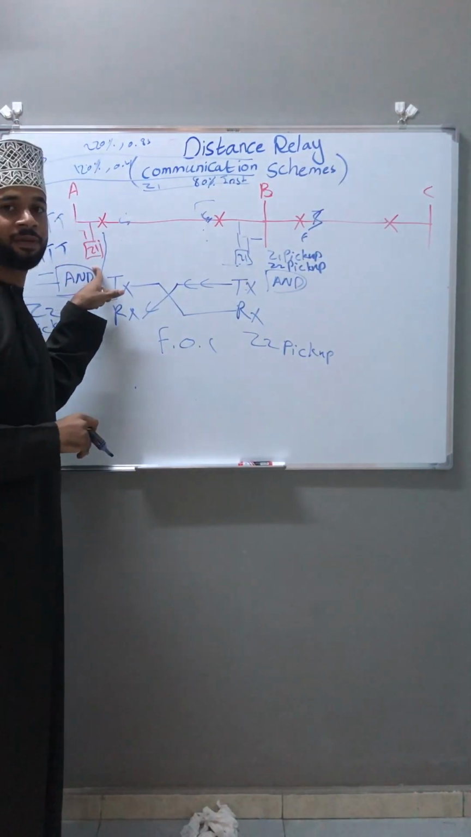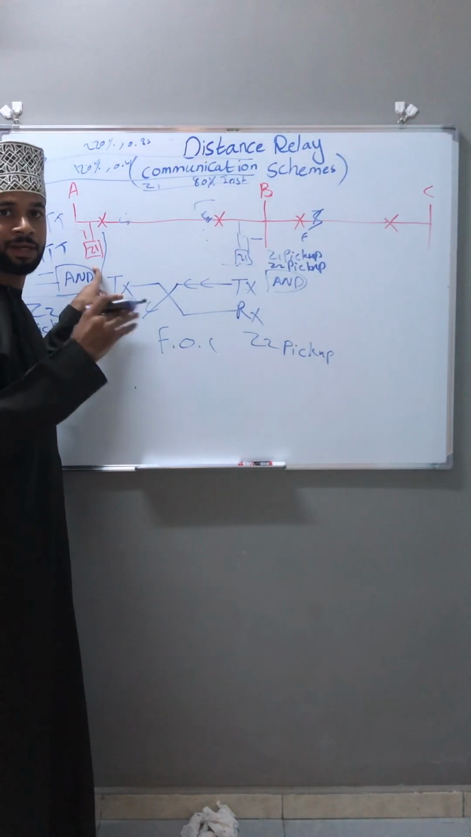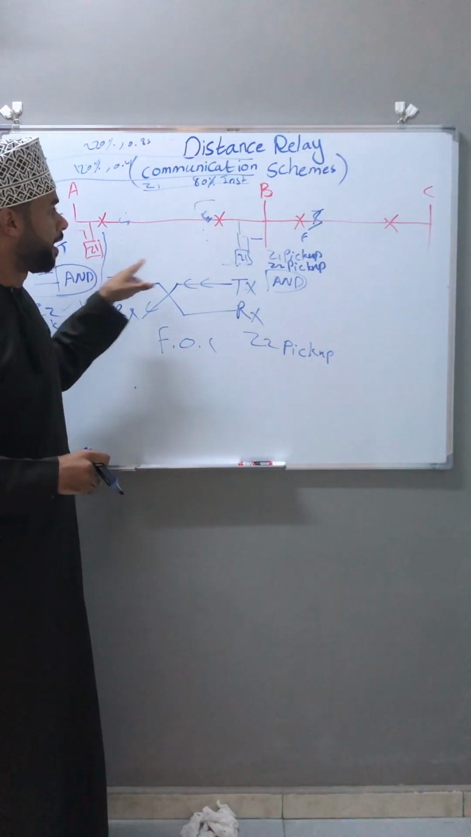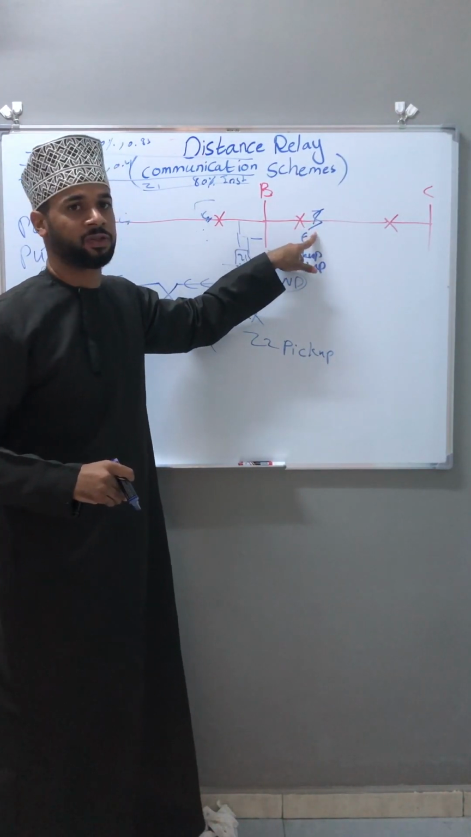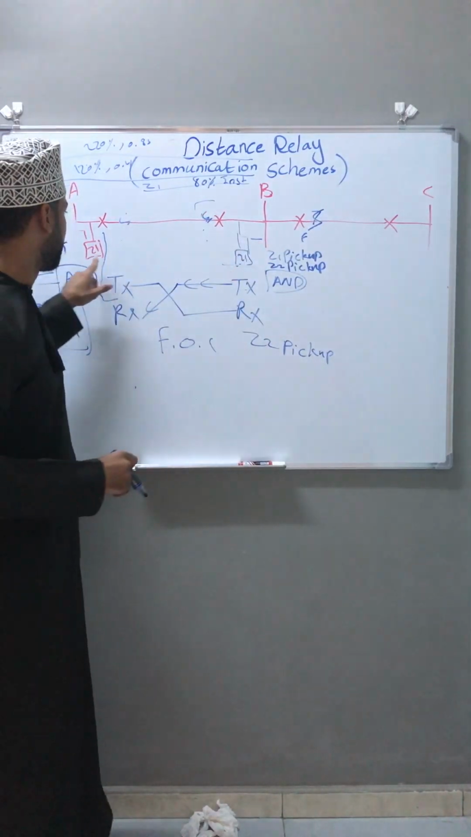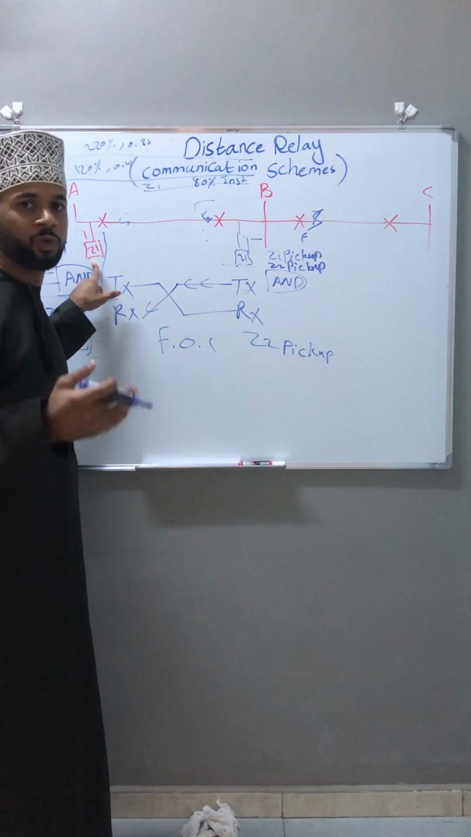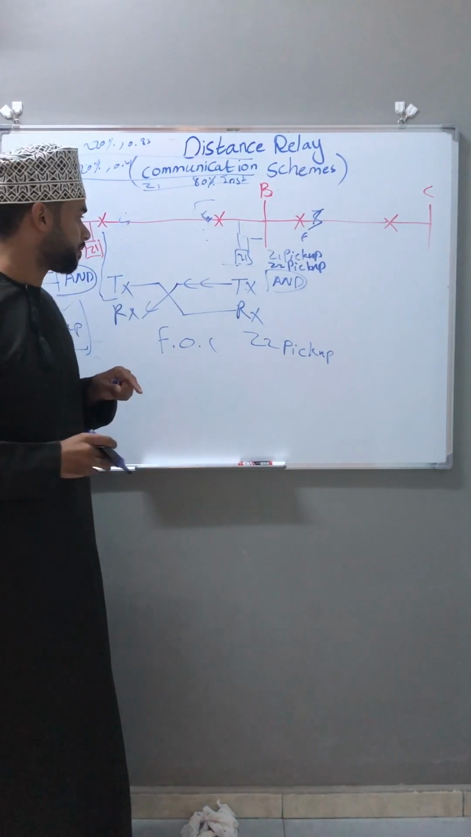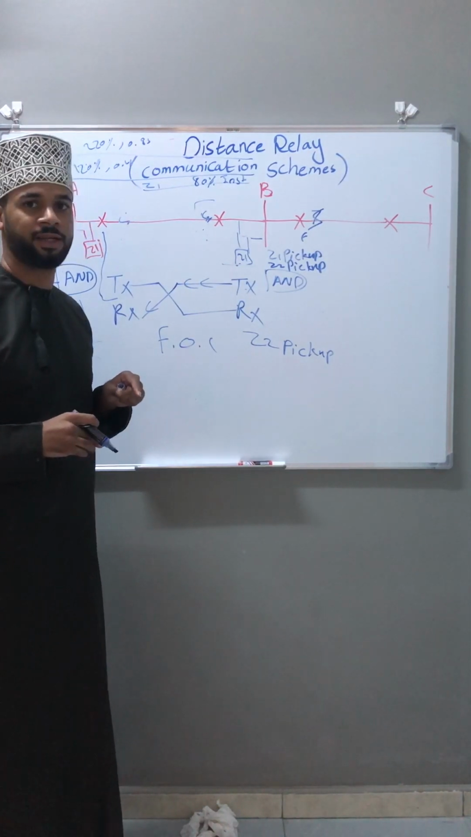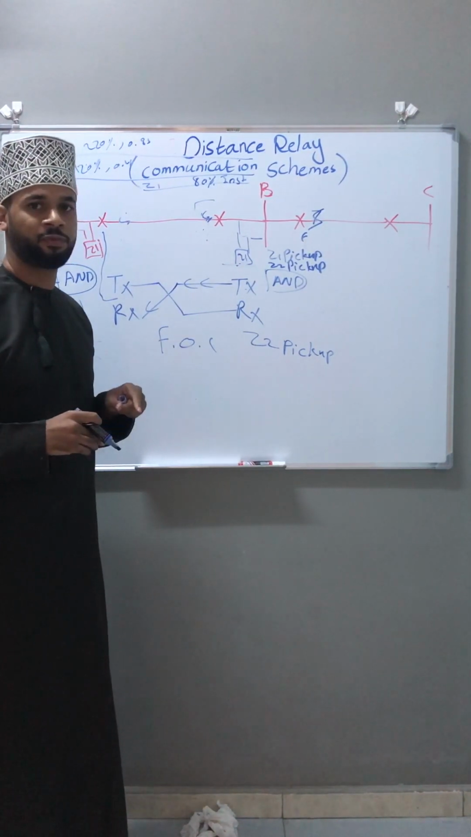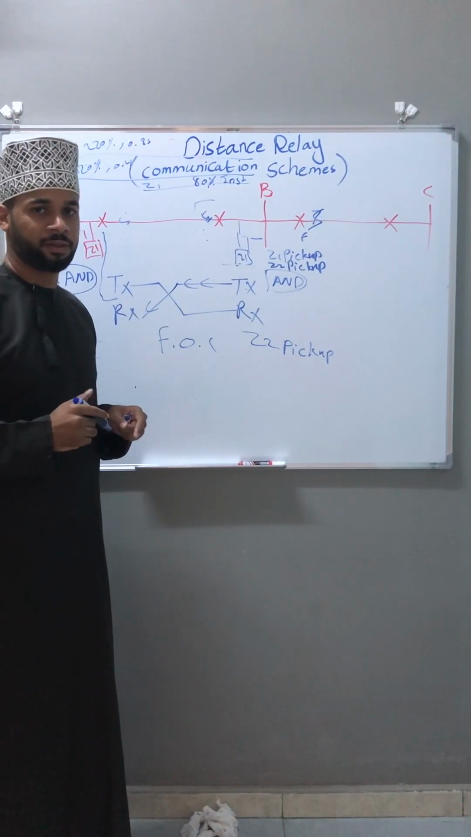So this distance relay will trip with a time delay of 0.4 seconds, and it will work as the backup protection. We give a chance to our other main protection here to trip instantaneously. So in this case, this distance relay will trip at 0.4 seconds and work as the backup protection. I hope this is clear to you, and I hope this video was helpful in understanding the communication schemes between distance relays. Thank you so much.